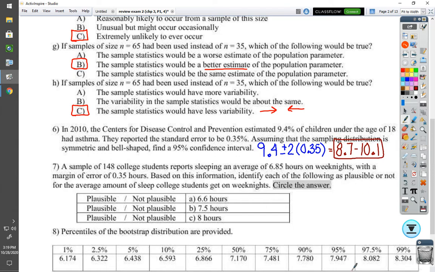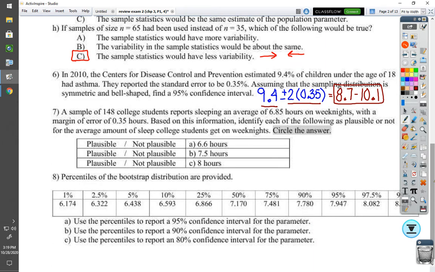Again, center, 9.4, plus and minus two standard errors, which would be the same as plus or minus one measurement of error. A sample of 148 college students reports sleeping an average of 6.85 hours on a weeknight, with a margin of error, so there's an ME of 0.35. Based on the information, identify each of the following as plausible or not for the average amounts of sleep.